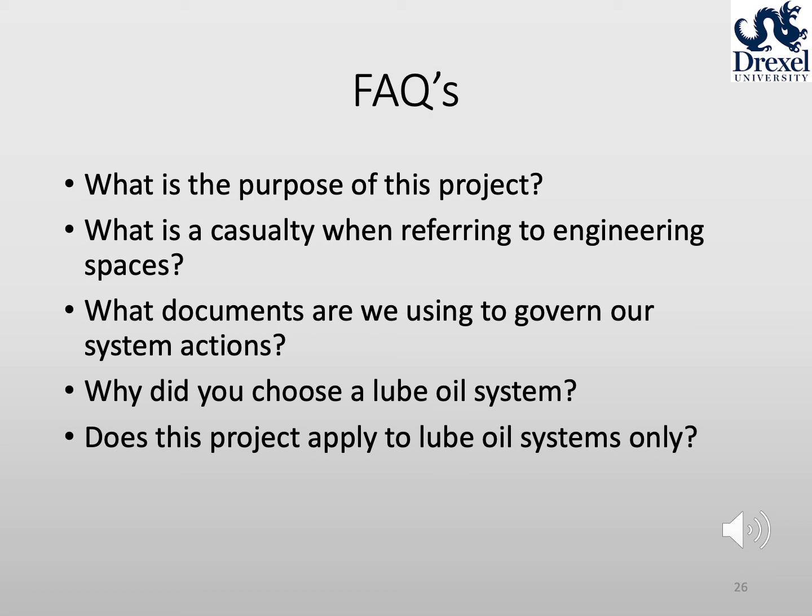Our next question is, what documents are we using to govern our system actions? The documents that are used are Engineering Operation Casualty Control Procedures. These are naval documentation on how to deal with engineering casualties. Our fourth question is, why did you choose a lube oil system? The reason we chose a lube oil system is because the crucial component for power generation and locomotion on board a ship is the lube oil system.